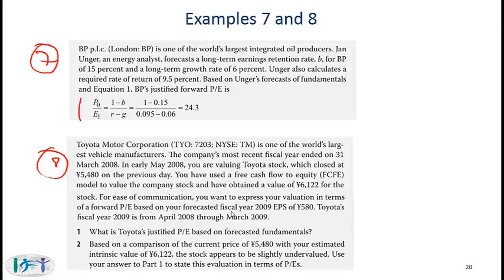Okay, so now here's an important point. What is Toyota's PE based on forecasted fundamentals? This is now the justified PE, or what is the PE that is justified based on the fundamentals? Are we given the PE based on market price? So if you look at the numbers given, you are told that the market price is 5480.